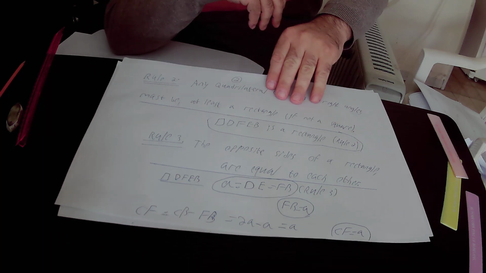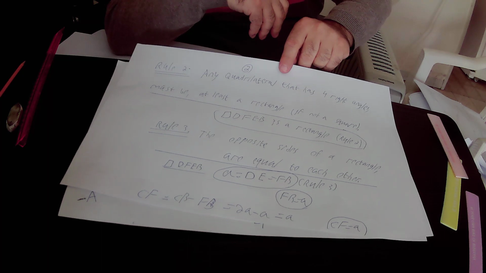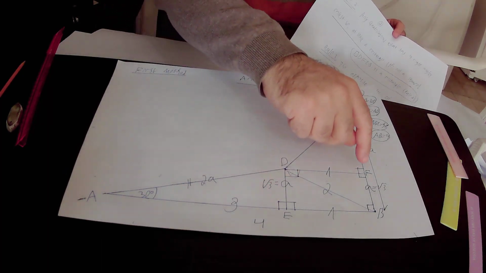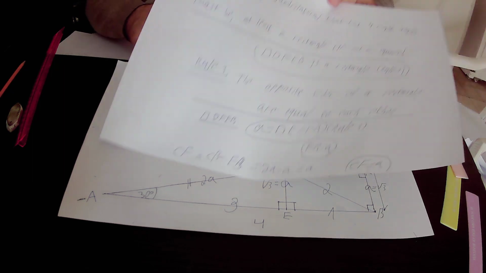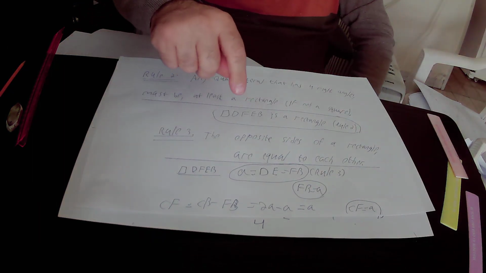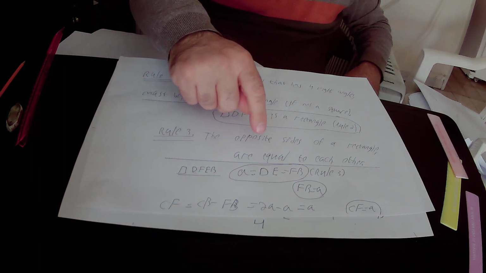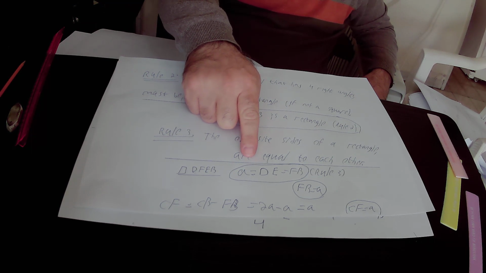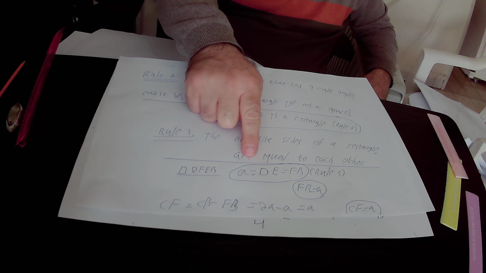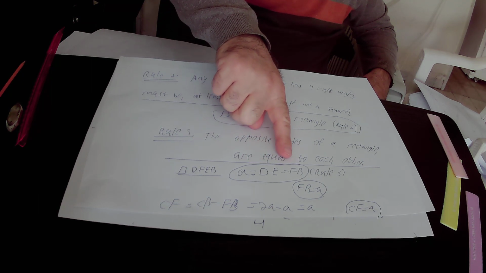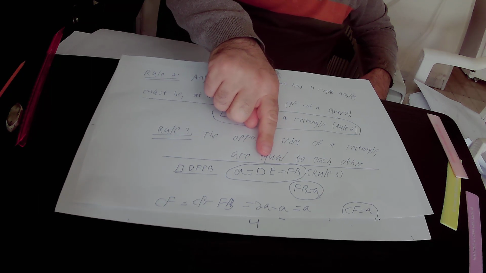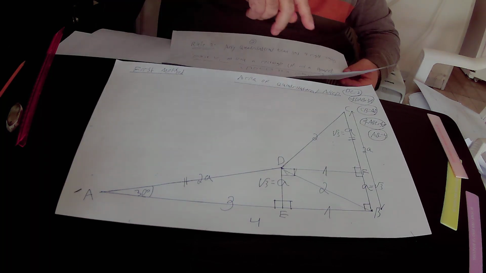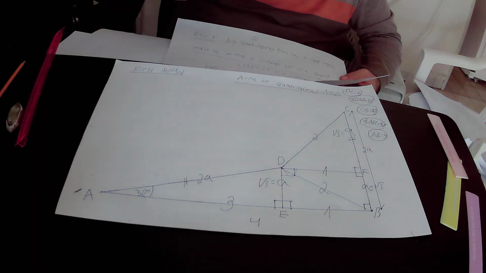That is to say, the opposite sides of rectangle DFEB are equal to each other. It means that DE equals FB. According to rule number 3, DE equals FB. But DE equals A according to our definition. From this equation, we derive that FB also equals A.